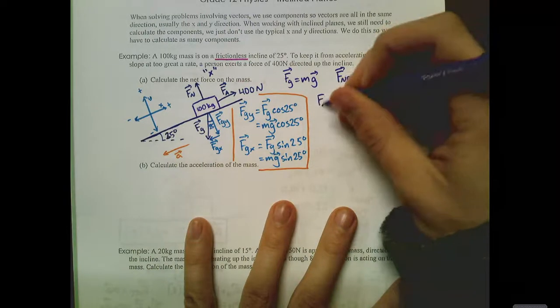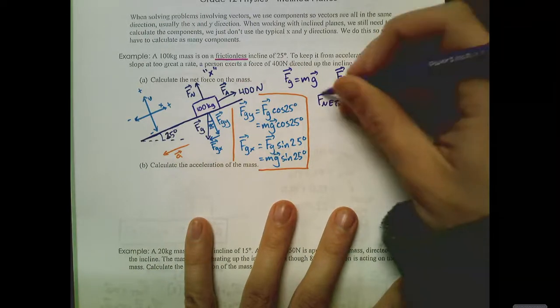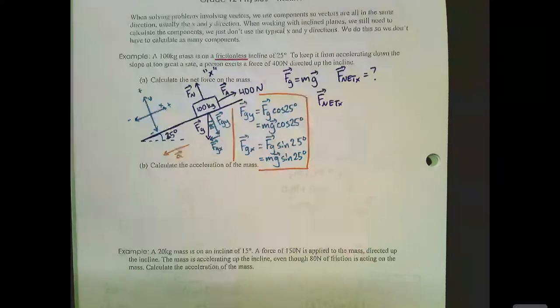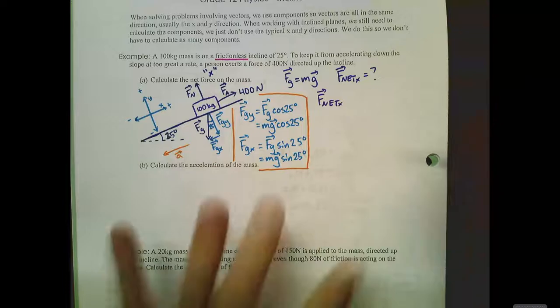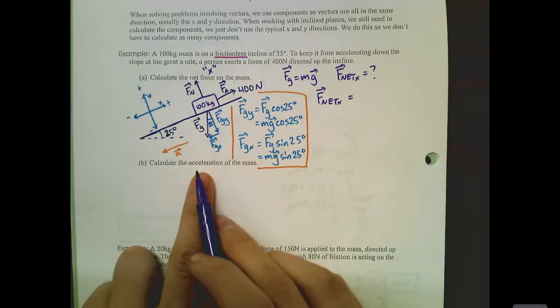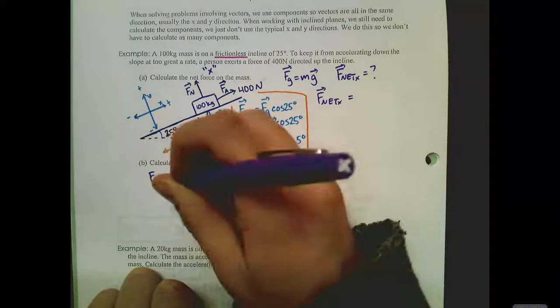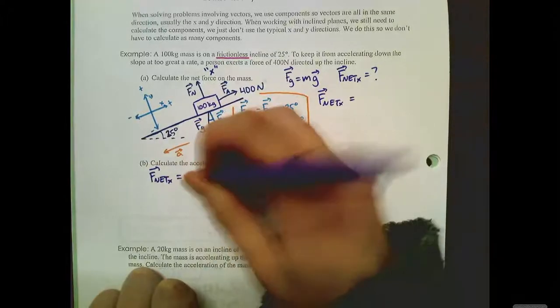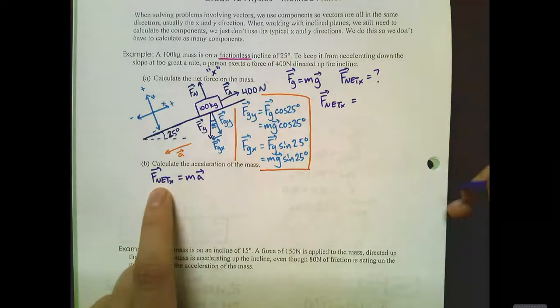So F net x, when in doubt, we just need to look at the fact that it is going to be a combination of the components acting on that object. We don't know what acceleration is, but that's okay, because we're just trying to find net force. To find net force, we just need to add up all of the forces acting on that object. We can find acceleration right after. So F net x equals ma. We'll get there, but we need to find F net first.